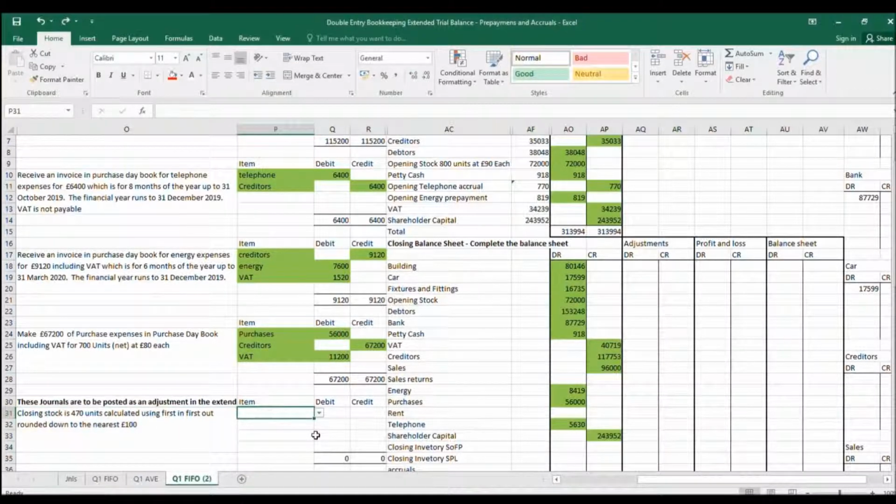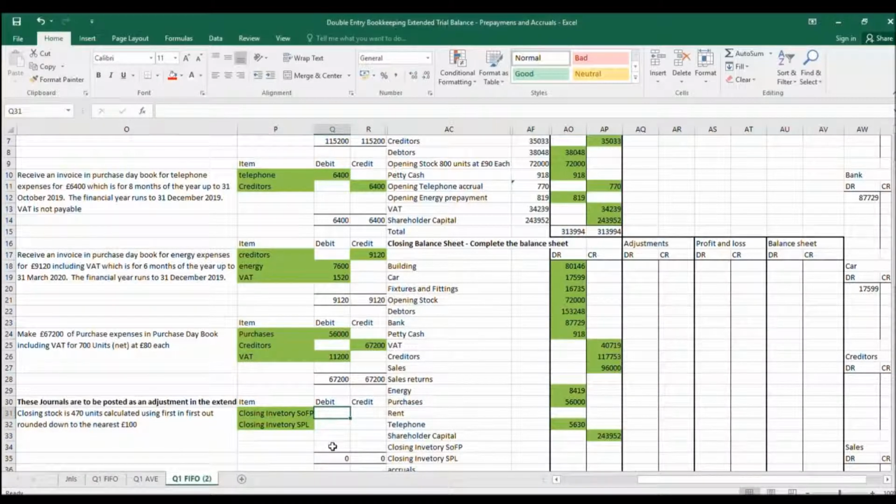Now you just have to be careful here. You may see closing stocks of purchases. Sorry, not that. Let's go for closing inventory in the statement of financial position, and the closing inventory in the statement of profit and loss.